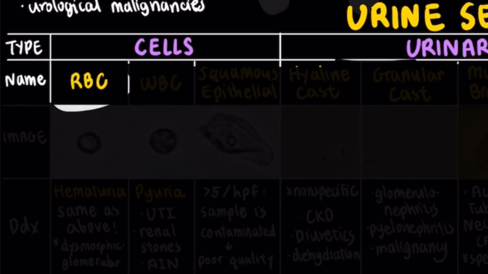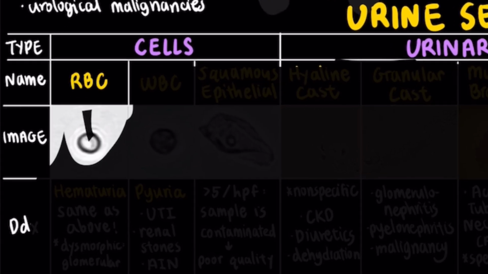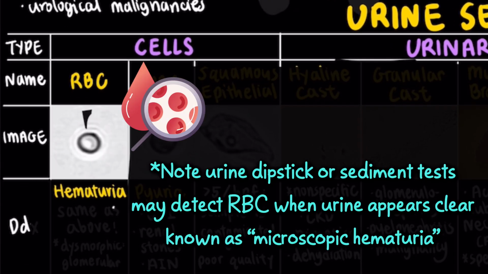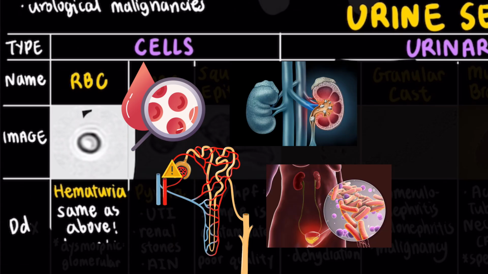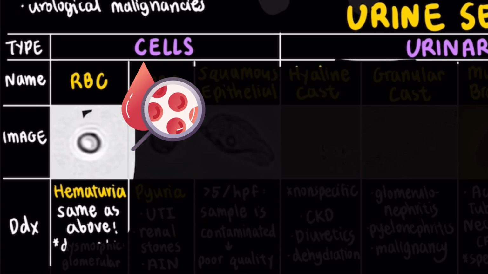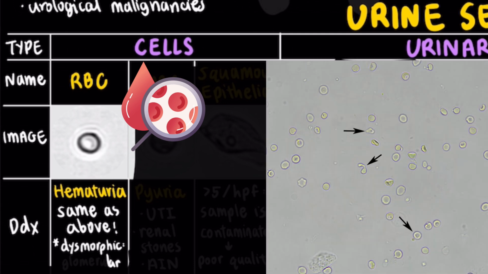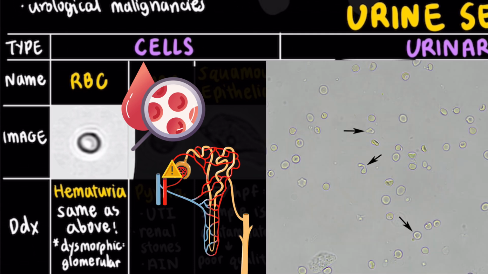If we see red blood cells in the sediment, that confirms hematuria. As we mentioned earlier, this could come from glomerular disease, stones, UTIs, tumors, or trauma. Microscopy also lets us assess the shape of the red blood cells. Dysmorphic red blood cells suggest a glomerular source, while normal-looking ones point to something lower down the urinary tract.